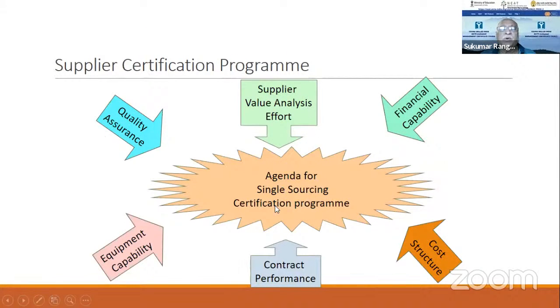Supplier certification program is a certification program for single sourcing. These are all the things the company should take into account: suppliers' effort in value analysis, their performance in the contract, their cost structure, their financial capability. That is, do they have resources to back up in case some things go wrong and all that, or do they get stuck? All that, their quality assurance systems and methods, and their equipment capability. What is the type of equipment they have?